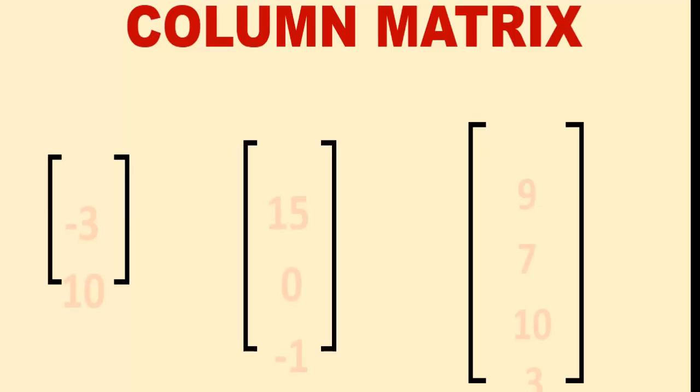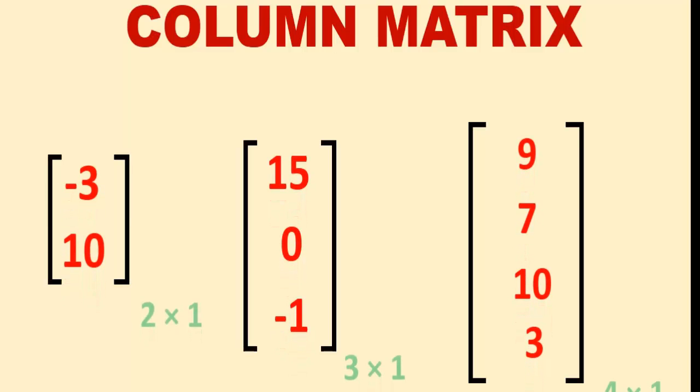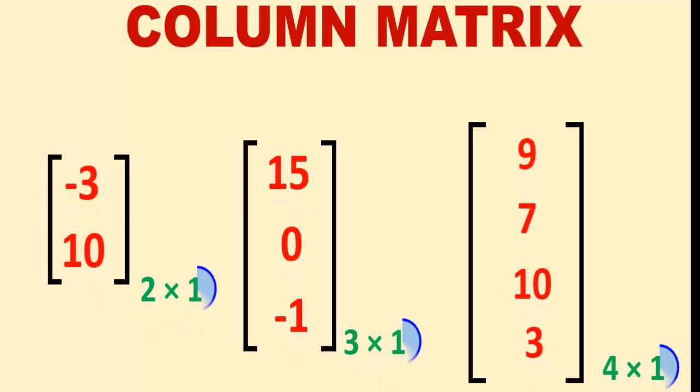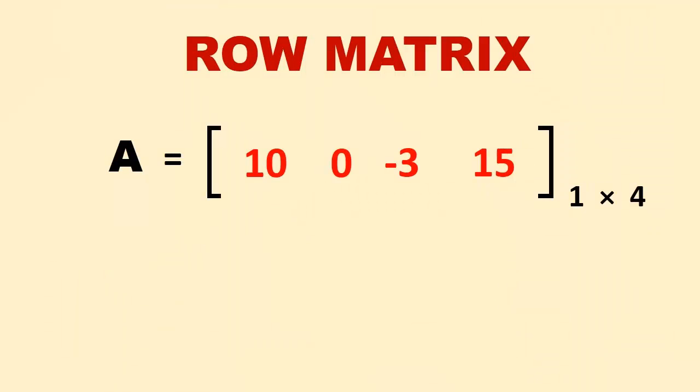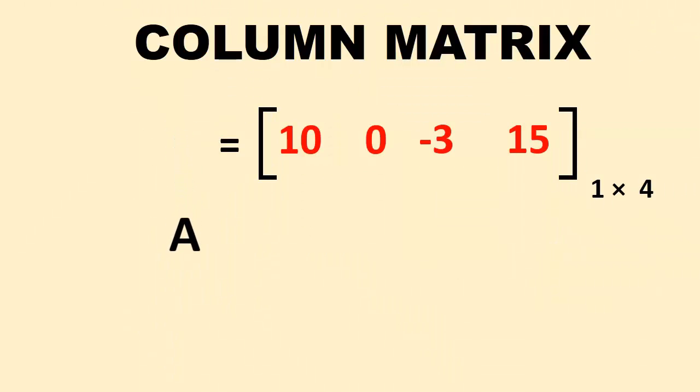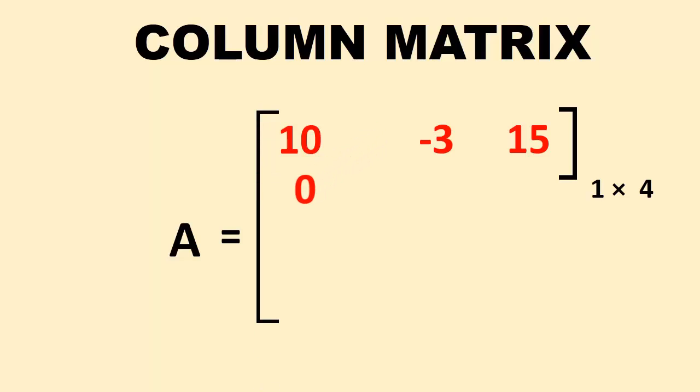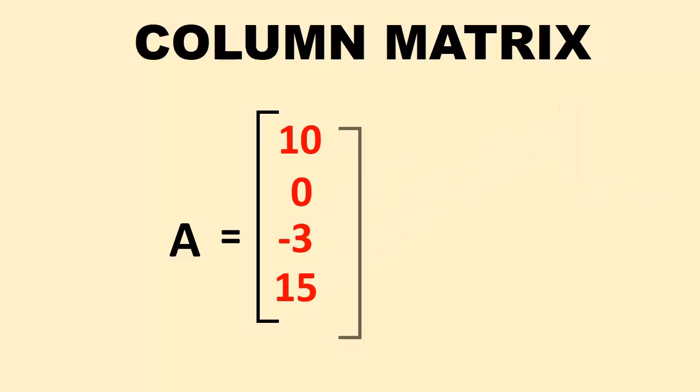Column matrix. A matrix having only one column is called a column matrix. Consider the matrix A of order 1 by 4. If we rearrange the elements in a column, we get a column matrix of order 4 by 1.